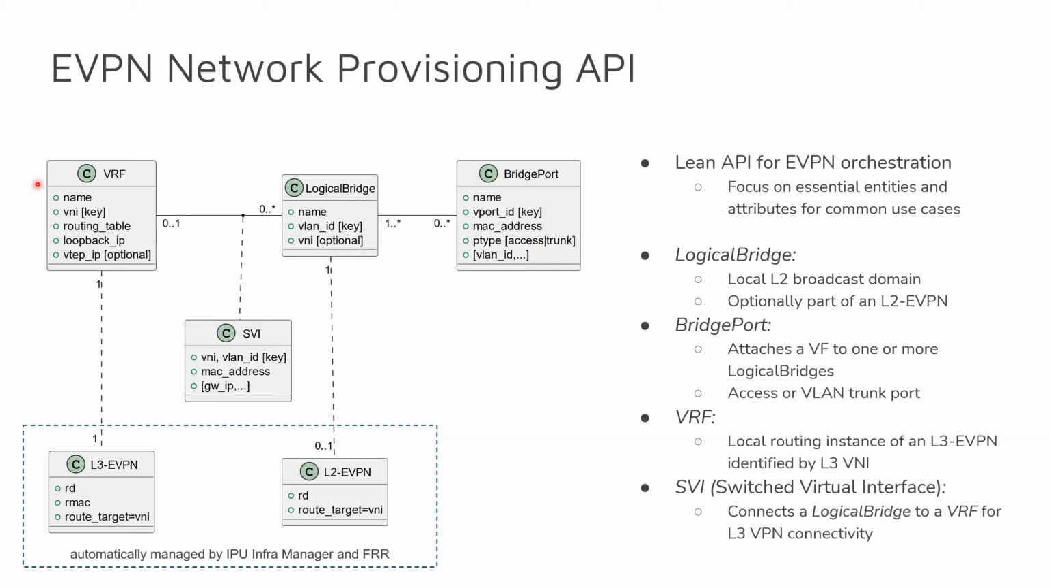Then we have the VRF, which is the local routing instance of an L3 VPN in the WAN, identified by the VNI value that is used in VXLAN encapsulation, and as a route target. And you then connect tenant networks, those logical bridges, to a VRF through the definition of SVIs, switch virtual interfaces, which basically bind a VLAN ID to a VNI and assign it a gateway MAC address and an IP address.